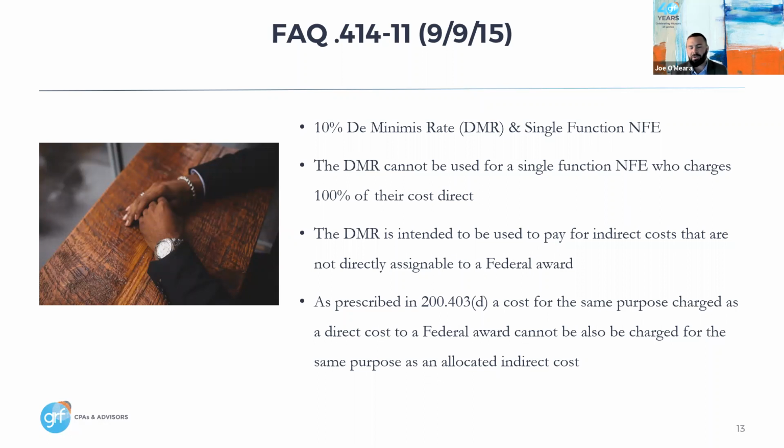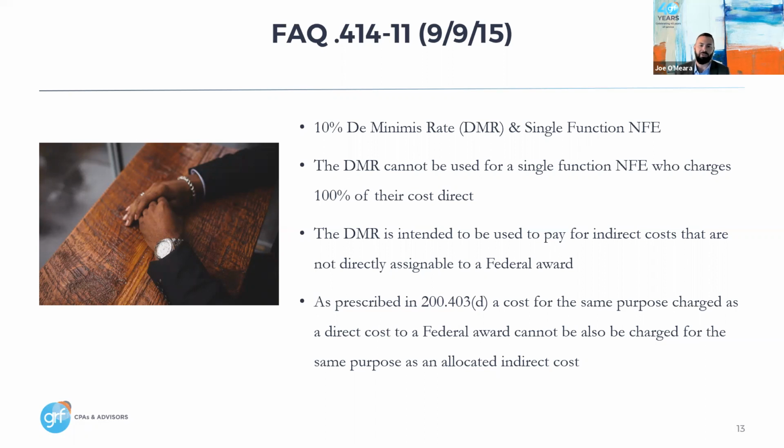So if every cost you incur as an organization, you charge 100% to your projects directly, well then in that situation, the U.S. government is saying, all right, we're already paying you for every cost you're incurring. We're not going to pay you another 10% on total modified direct cost because that just becomes pure profit. And so the theory behind the 10% de minimis rate is really to pay for indirect costs that are not easy to directly allocate to your federal award. So if you're an organization that can directly allocate everything to federal awards, then this FAQ is clarifying you cannot also take the 10% de minimis rate and recover a profit from the U.S. government.